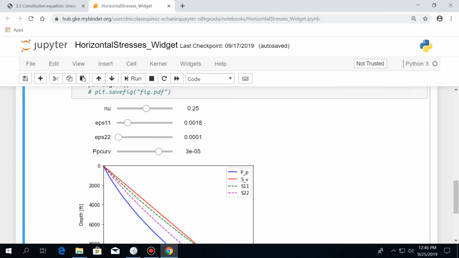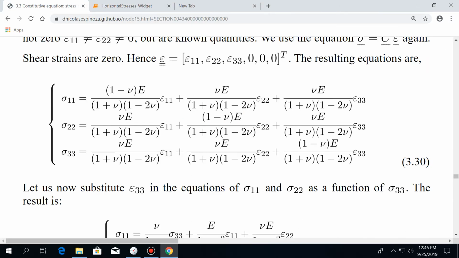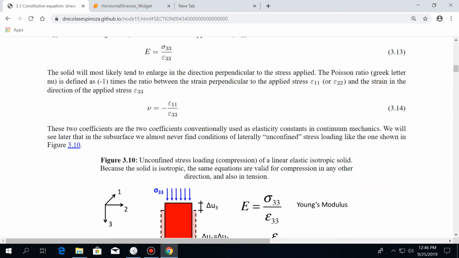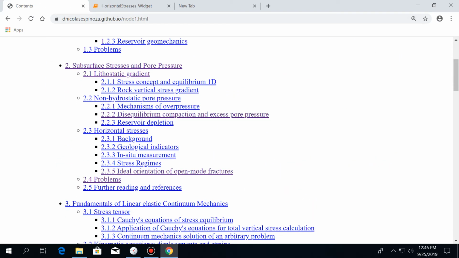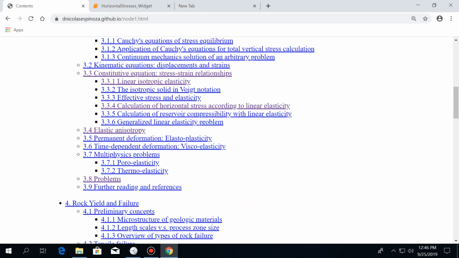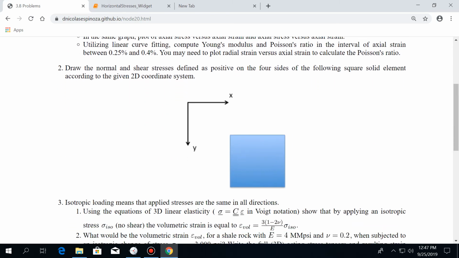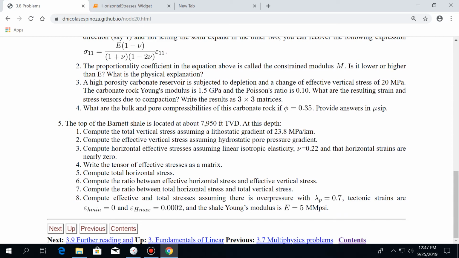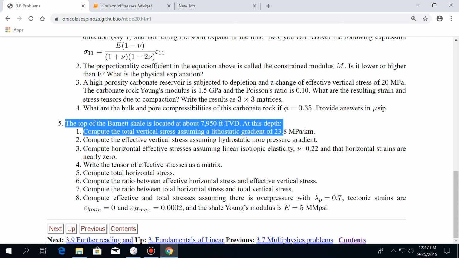Let me check the homework to see. We're going to talk about the homework on Friday, but just let me check if I'm forgetting anything that you may need. I think the next thing is reservoir compressibility. And okay, we'll talk about this on Friday. The last thing we need to talk about is reservoir compressibility. And this is just a problem about horizontal stress calculation with a given tectonic strain.